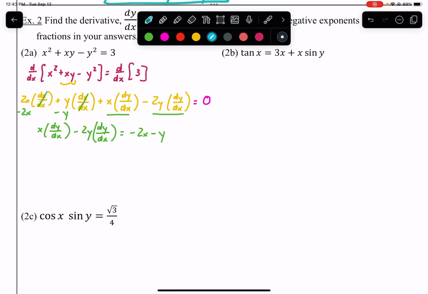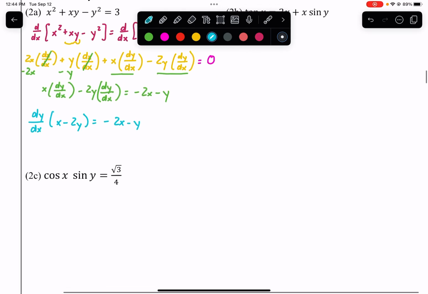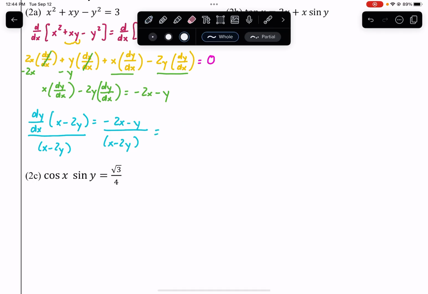At this point, we want a GCF. So we want to factor out dy/dx, and that's what I'm ultimately going to solve for. So now algebraically, all I need to do is divide by x minus 2y. So divide this by x minus 2y. So I'm feeling pretty good about my setup. So I've got dy/dx equals negative 2x minus y over x minus 2y.